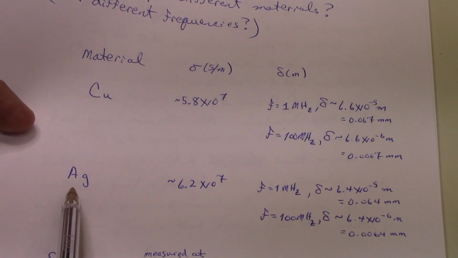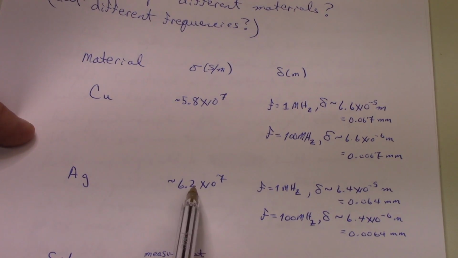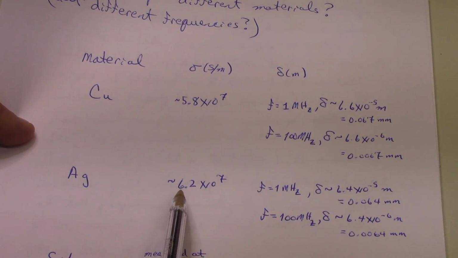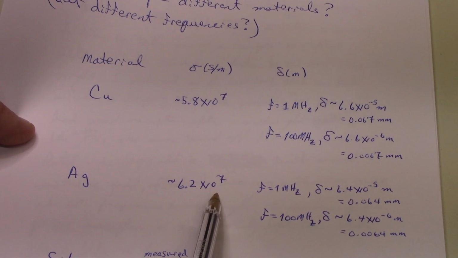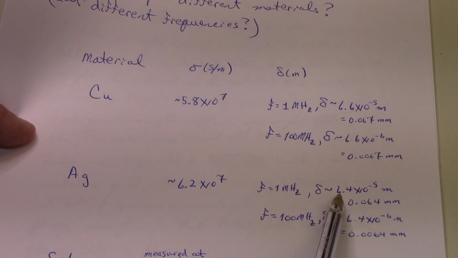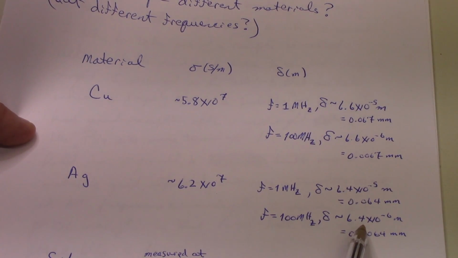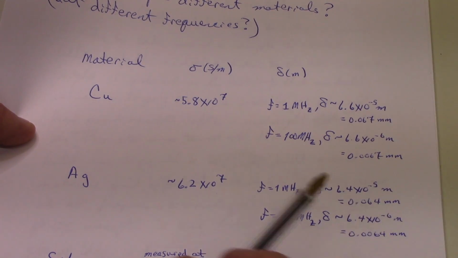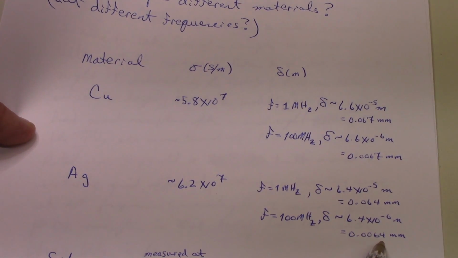And for silver now, we have slightly higher conductivity. Silver is a better conductor of electricity than is copper. We have a conductivity of about 6.2 times 10 to the 7. And so we get a very similar skin depth at 1 megahertz, about 6.4 times 10 to the minus 5 meters. But at 100 megahertz, that skin depth gets even smaller. It goes down another order of magnitude. So at 100 megahertz, the skin depth in silver is 0.0064 millimeters.